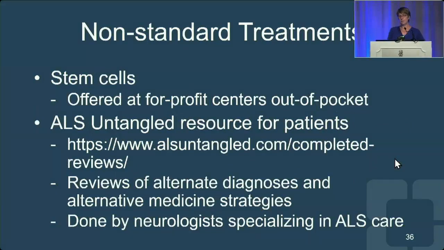Then there are non-standard treatment options. So stem cells are definitely out there, and patients, I think, hear a lot about stem cell therapy and what that could mean for a bunch of different neurodegenerative conditions. If you ever look at the website for some of these places, the plastic surgeon who will take your fat cells and turn them into stem cells and give you an IV, the number of conditions that they list is pretty phenomenal. So these are generally for-profit centers. This is an out-of-pocket cost for patients.